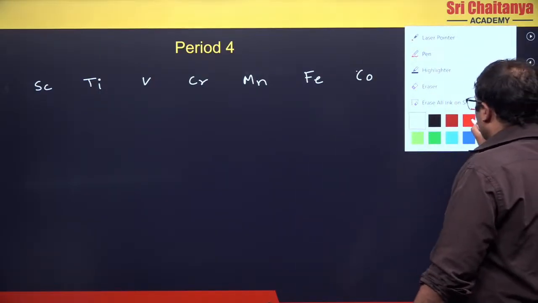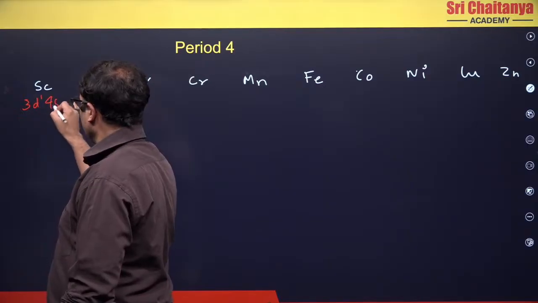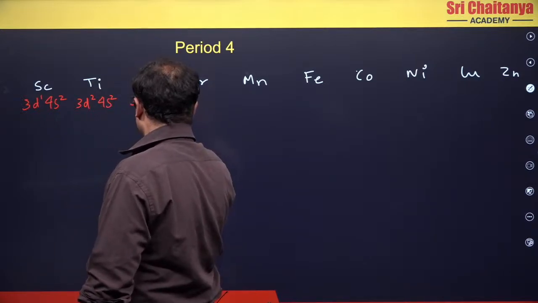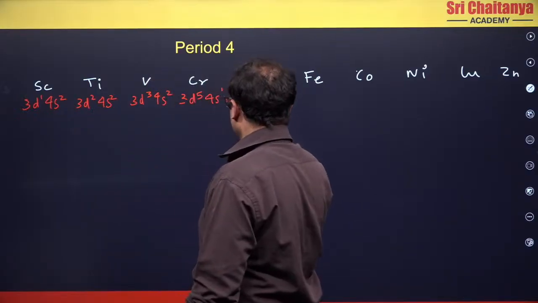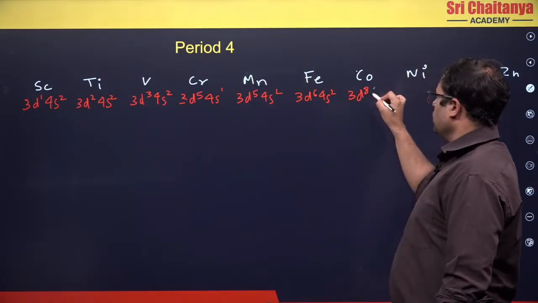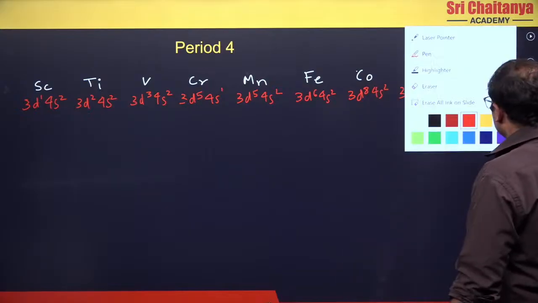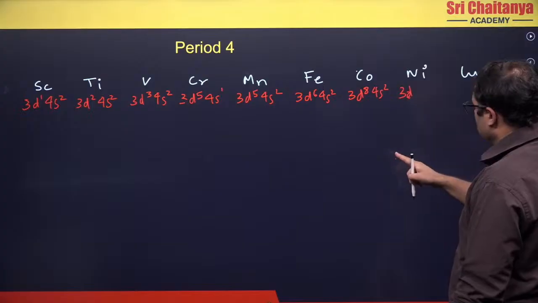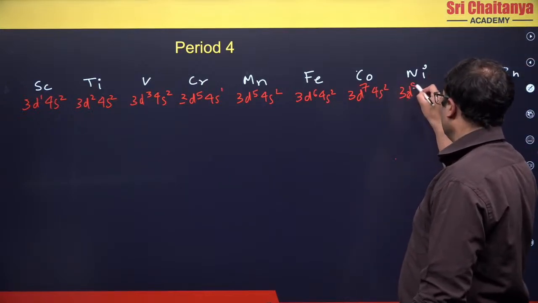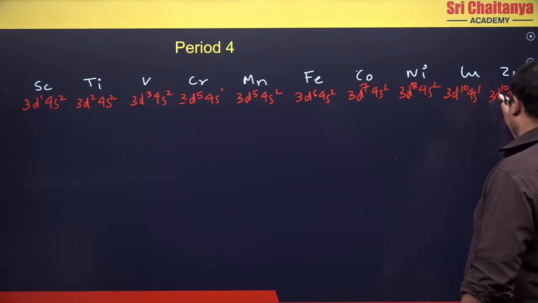Okay. Now, let us write their configurations. 3d1 4s2, 3d2 4s2, 3d3 4s2, 3d5 4s1, 3d5 4s2, 3d6 4s2, 3d7 4s2, 3d8 4s2, 3d10 4s1 and 3d10 4s2. Okay.